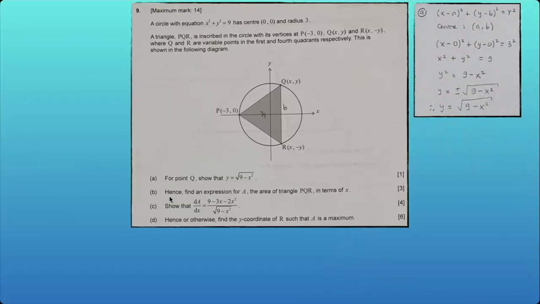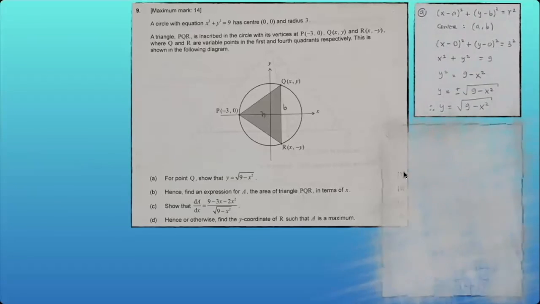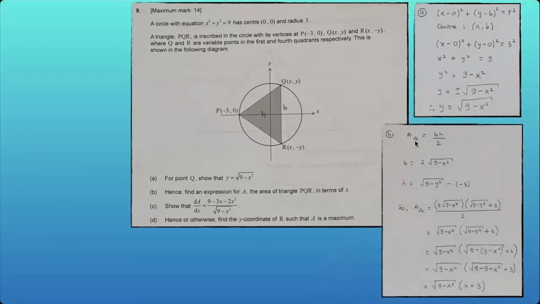Question B, hence. Hence means use the previous result. Find an expression for A, the area of triangle PQR in terms of x. Area of a triangle is equal to base times height over 2. Let's consider this side is the base and this is the height. Going from here to here is square root of 9 minus x squared, and going from here to here is also square root of 9 minus x squared. Therefore, this is the base: 2 times square root of 9 minus x squared.